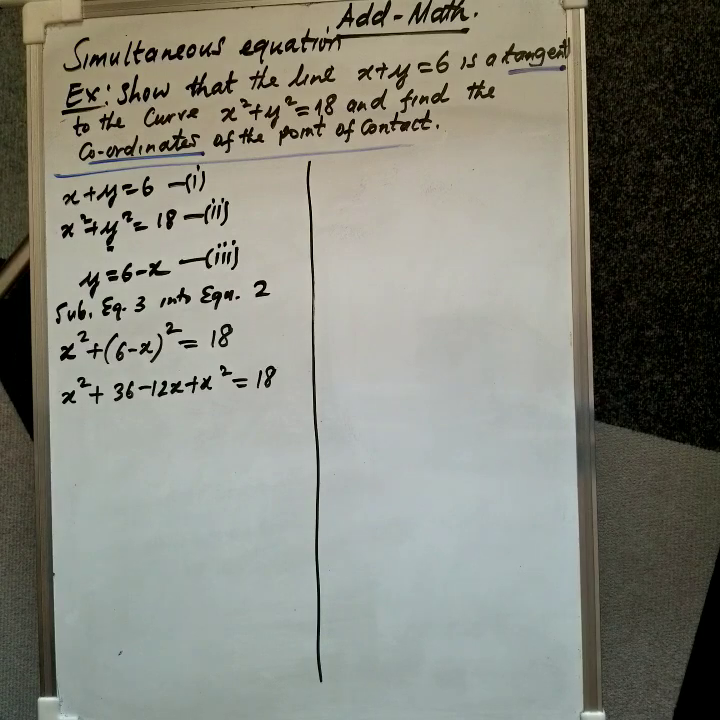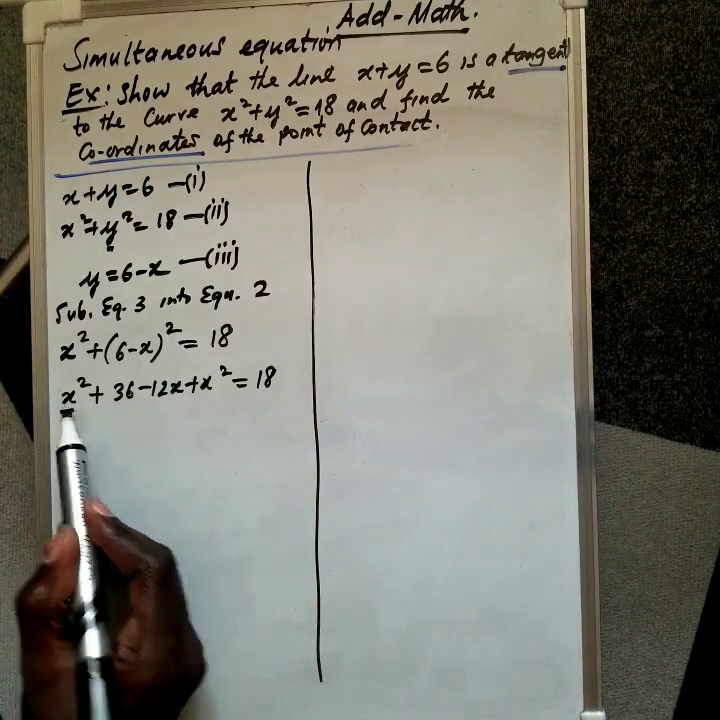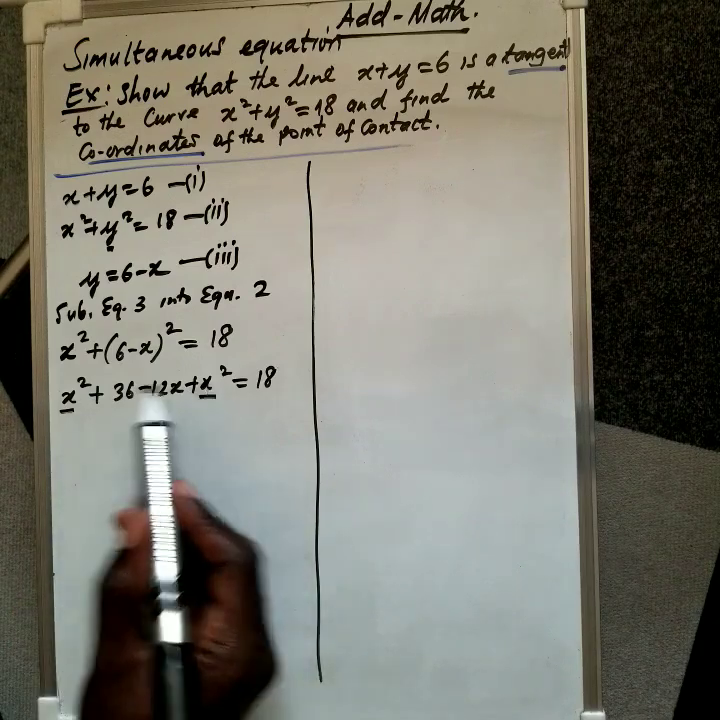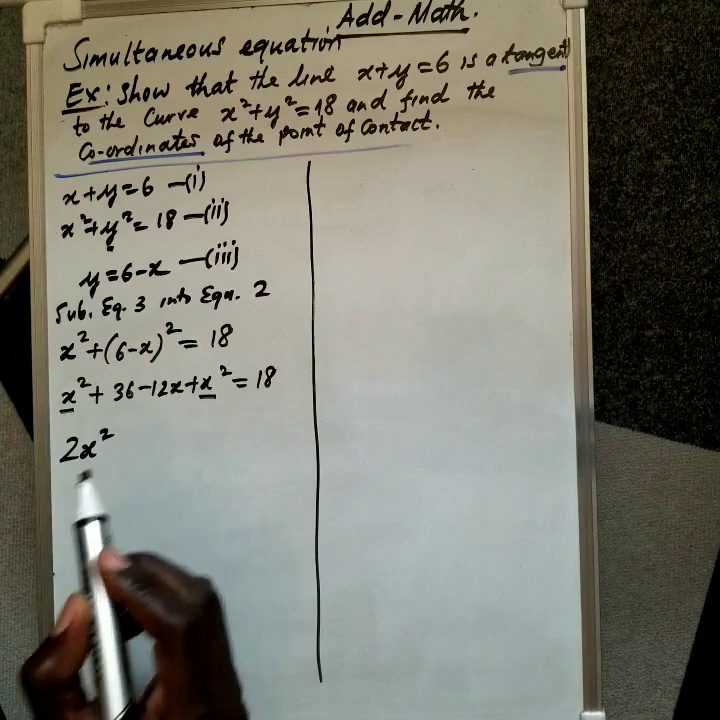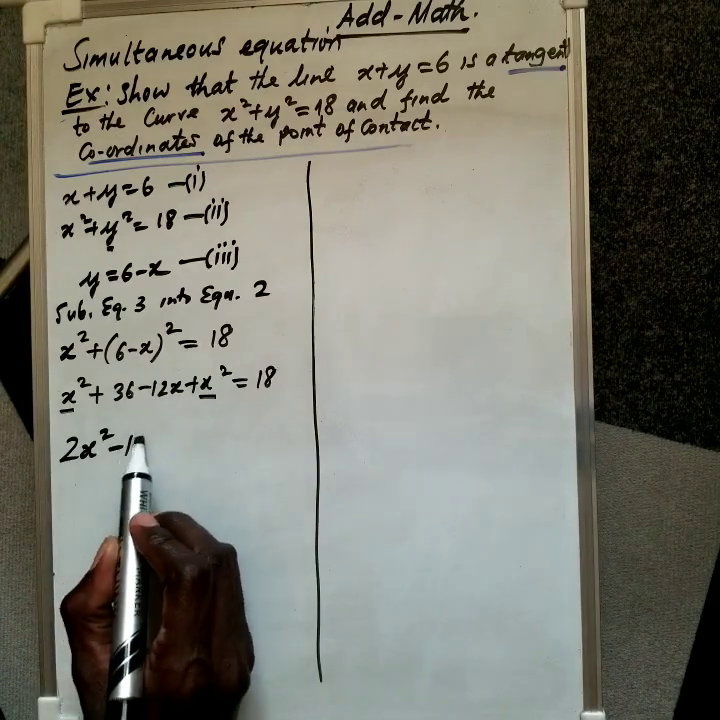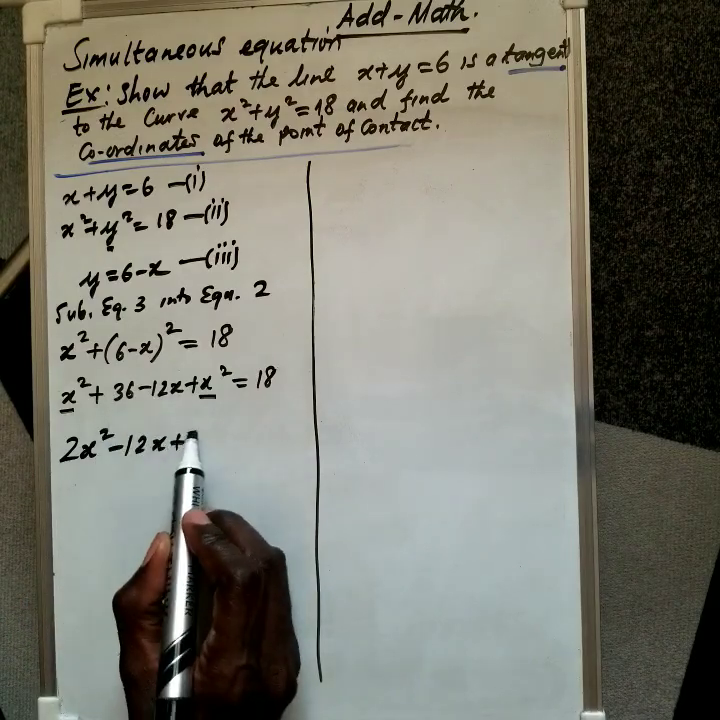You can watch other videos in case you are struggling to actually expand that. So this and that are simply like terms, so I can put them together. This is going to be 2x squared, and that will be minus 12x. This is a positive 36.